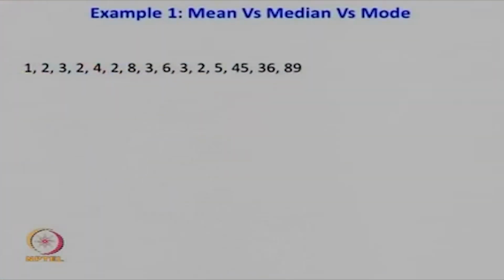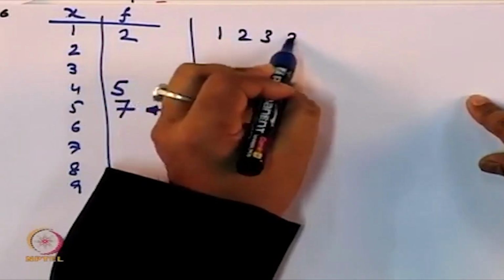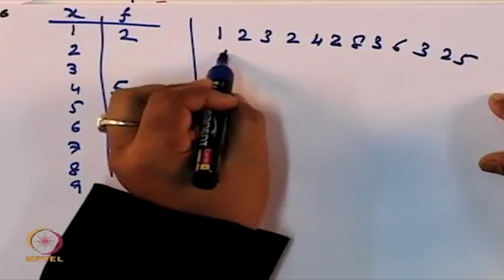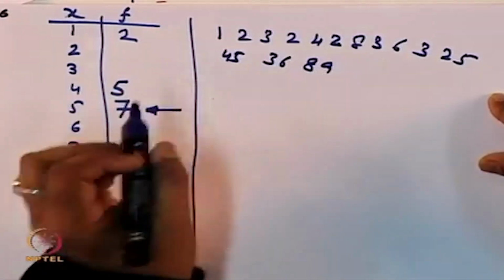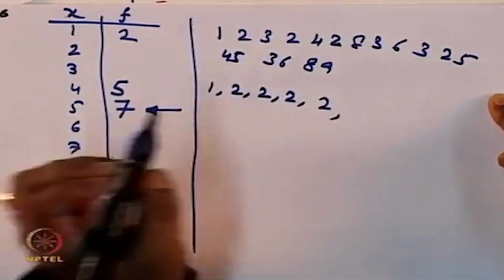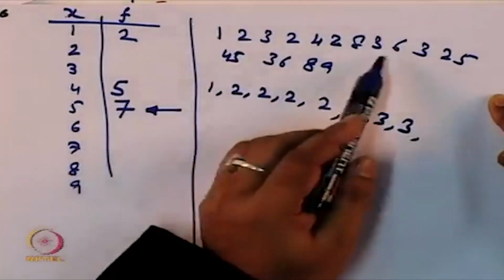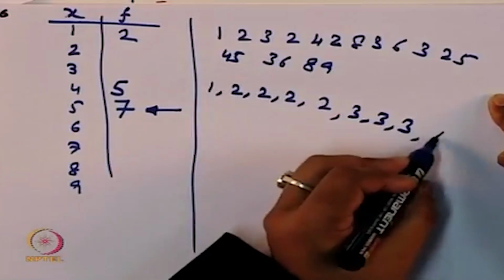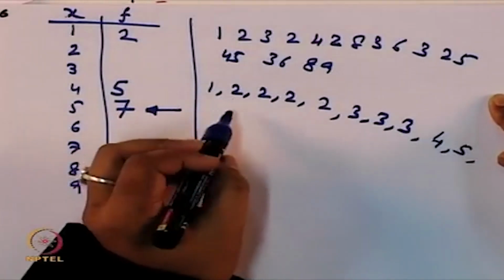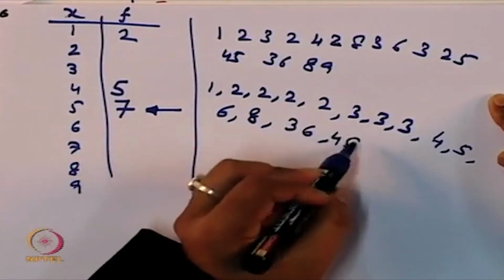So, let us just do a few examples. In this particular example, let us say you have the numbers 1, 2, 3, 2, 4, 2, 8, 3, 6, 3, 2, 5, 45, 36, 89. If I were to arrange them in the proper order: 1, then 2 occurs 4 times, then 3 occurs 3 times, 4 is just 1, then you have 5, then you have 6, then you have 8, then 36, 45, 89.